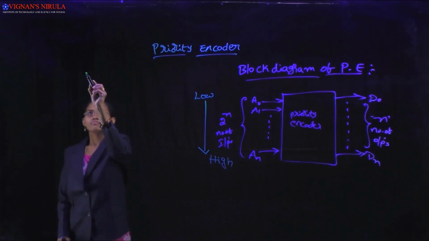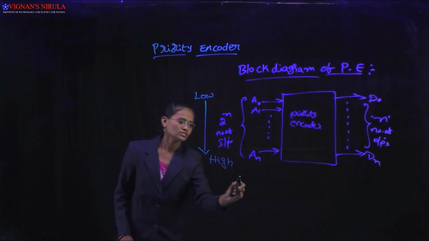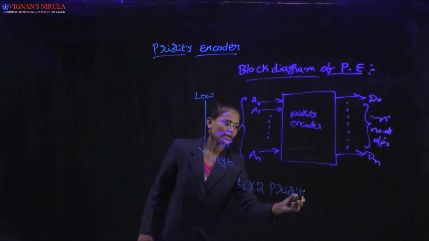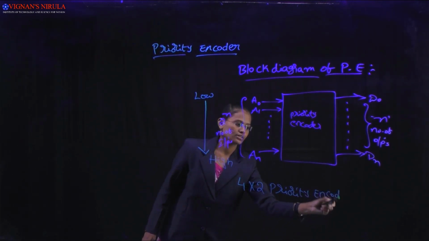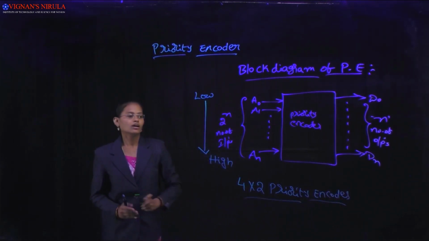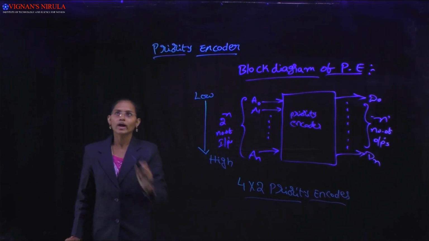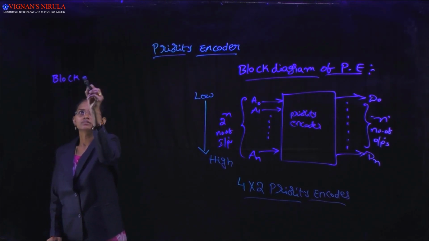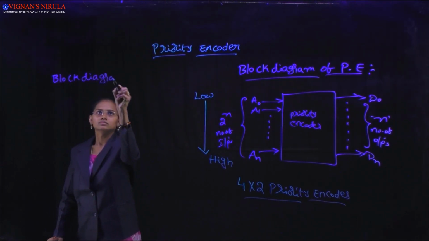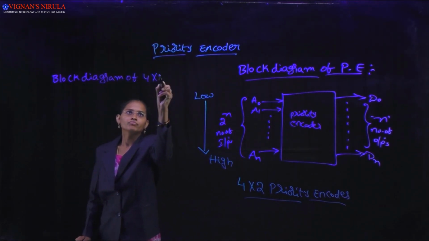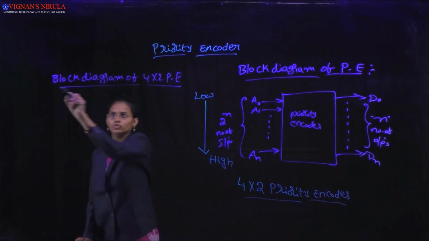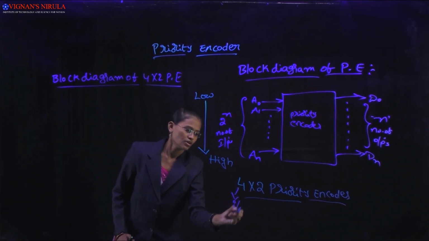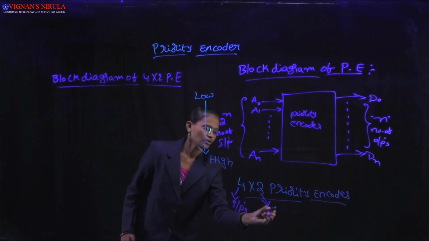Now I will explain the 4/2 priority encoder. First we see the truth table for the 4/2 encoder. First, the block diagram of the 4/2 priority encoder. In this, 4 inputs and 2 outputs.